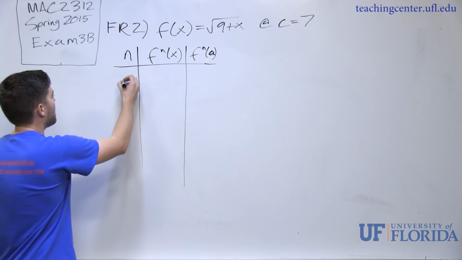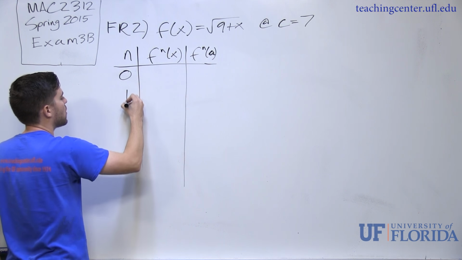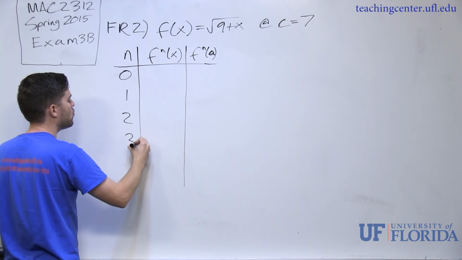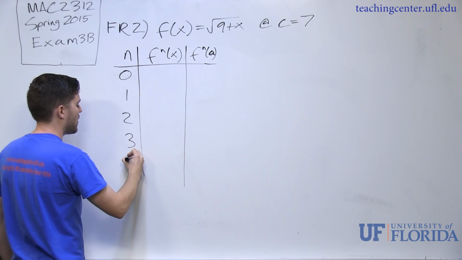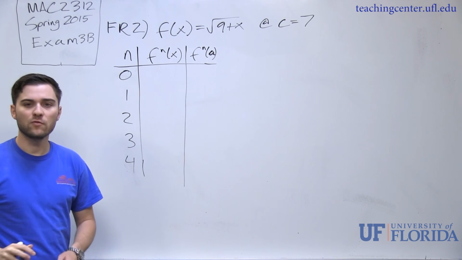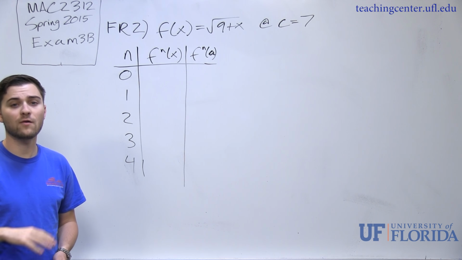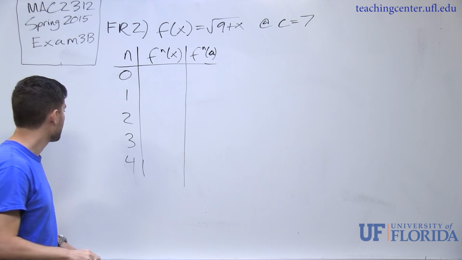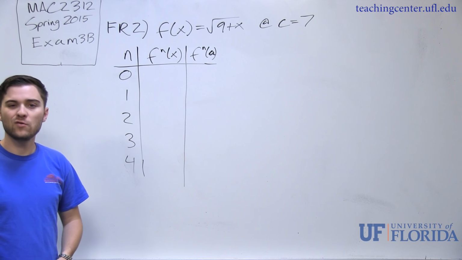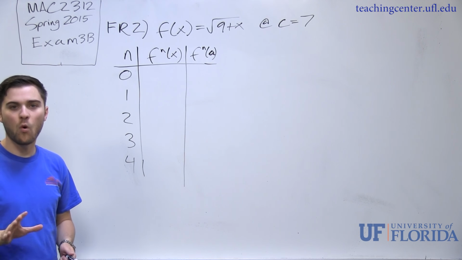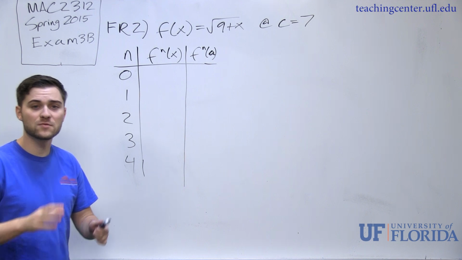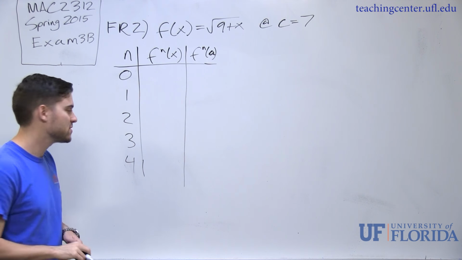So what I'm going to do is start at 0. I'll do 1, 2, and 3. I'll also write 4 in there too. 4 or 5 Taylor series terms are usually enough to figure out what the pattern is. So you just want to make sure that you include enough. Don't stop at just 1. Make sure you expand out enough terms to know exactly what the series is doing.